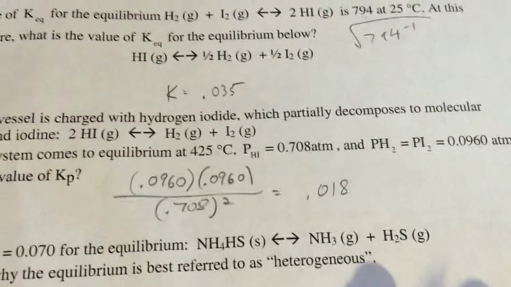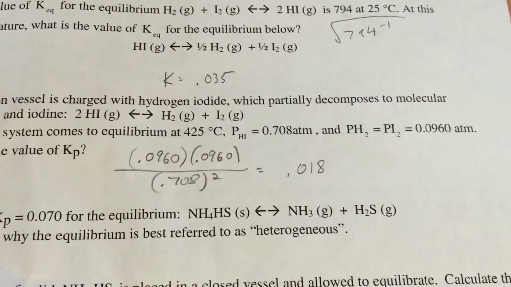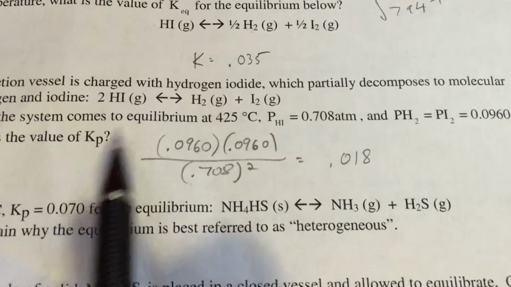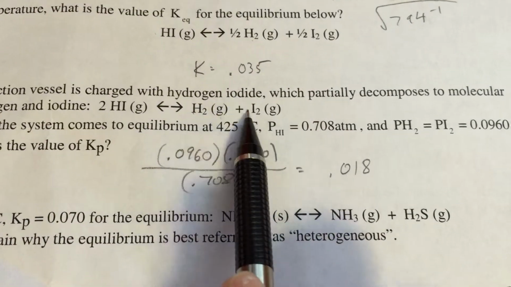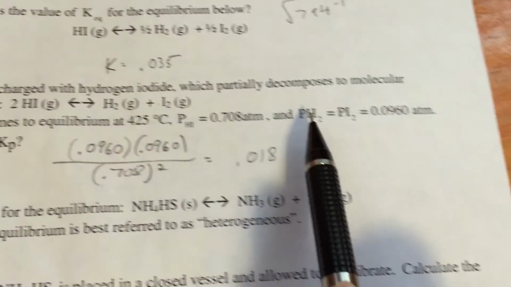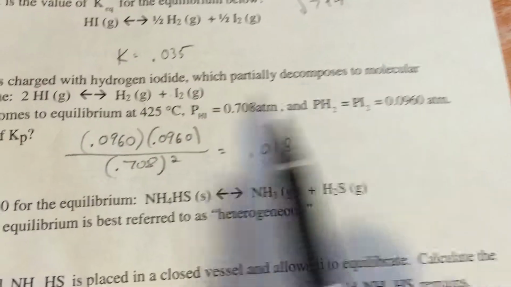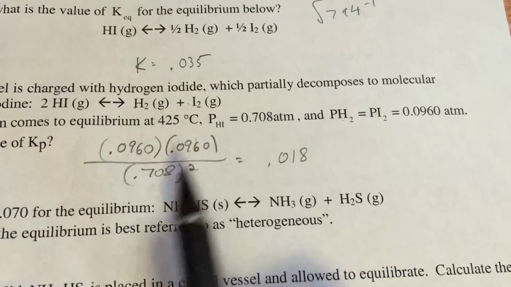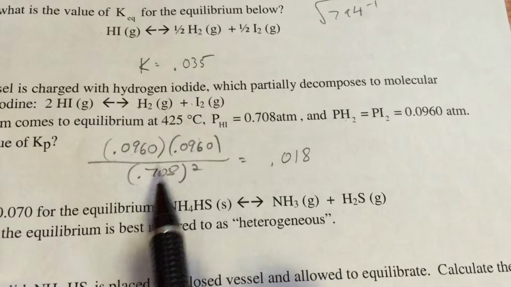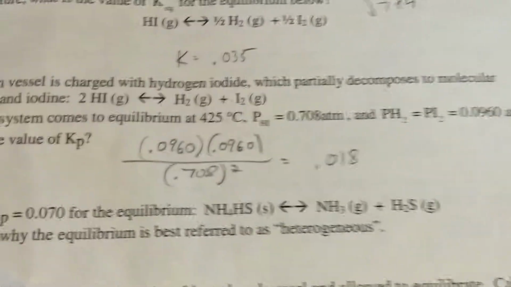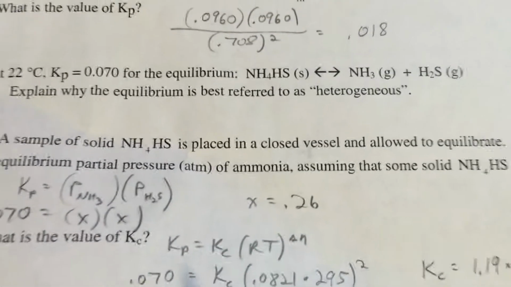With question 3, 0.018 is what you should have. The numbers are all given to you. The equilibrium constant Kp is the pressure of H2 times the pressure of I2 divided by the pressure of HI squared. So the pressure of H2 and I2 are right here. So put that in the numerator, 0.708. That goes in the product, or I'm sorry, in the denominator, and it's squared because of the coefficient there. 0.018 is what you should get.